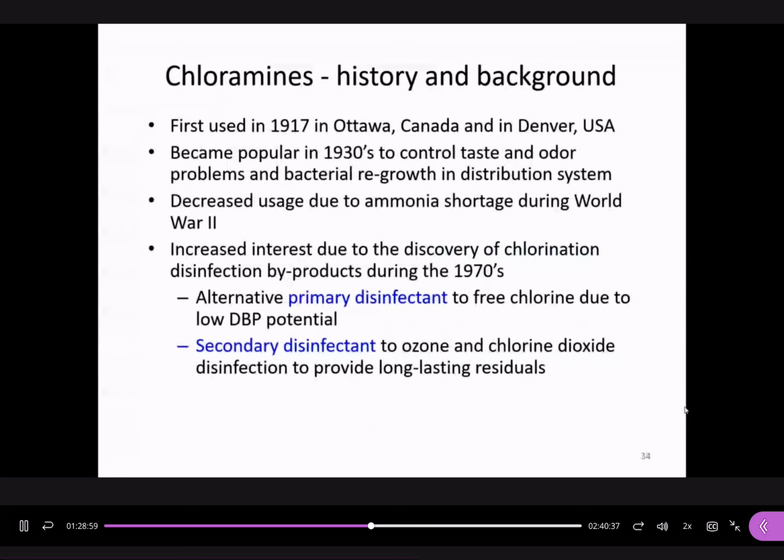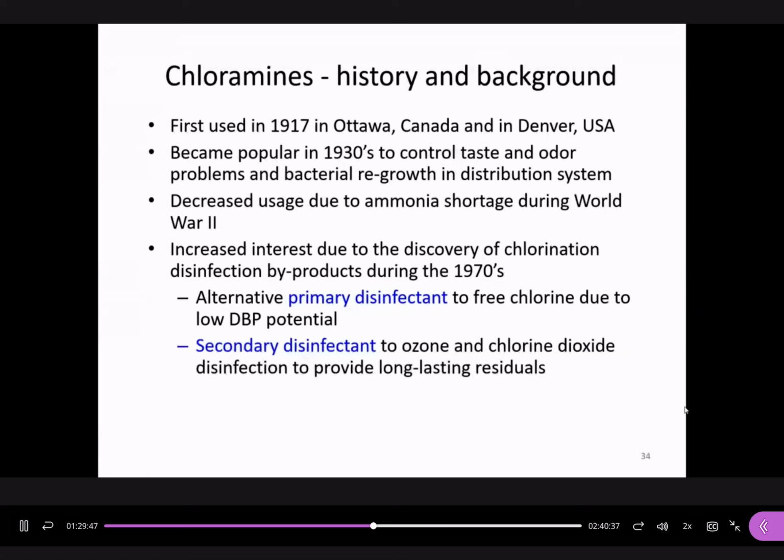First used in Canada and Denver in the US, it became popular in the 1930s, right? And usage decreased due to ammonia shortage during World War II. Interest increased due to the discovery of chlorination DBPs during the 1970s. But typically we use it for secondary disinfection, though in certain cases it is used as primary as well. It is less effective than free chlorine, but produces lower DBP concentration.